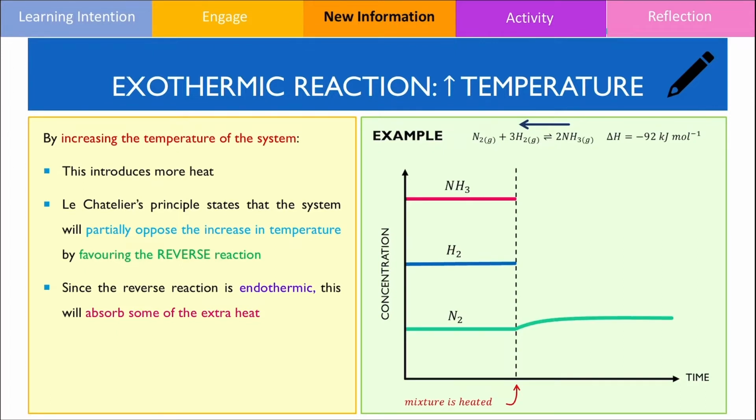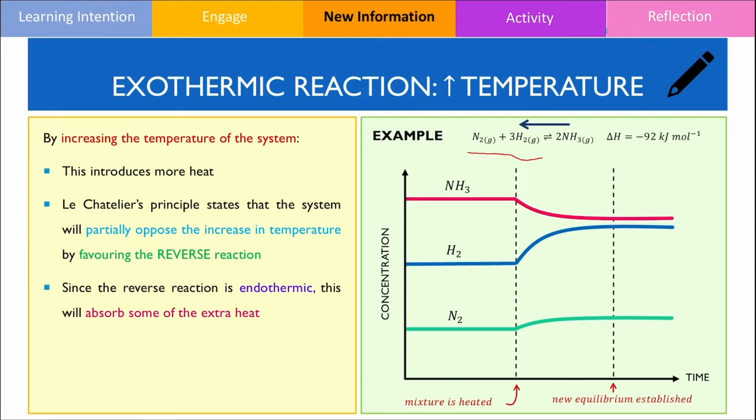Please be aware that the coefficients of nitrogen to hydrogen is 1 to 3. Hence, the change in concentration for hydrogen gas should be 3 times the size of nitrogen. On the other hand, ammonia gets used up and the concentration decreases, and it should decrease by 2 times the amount nitrogen went up by.